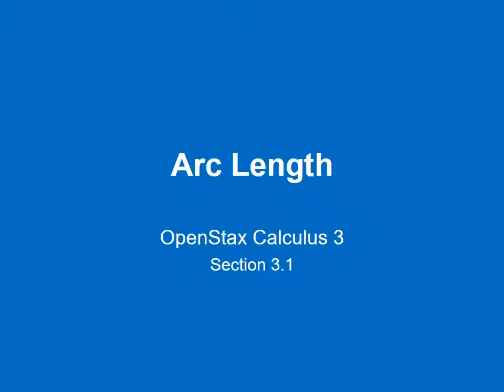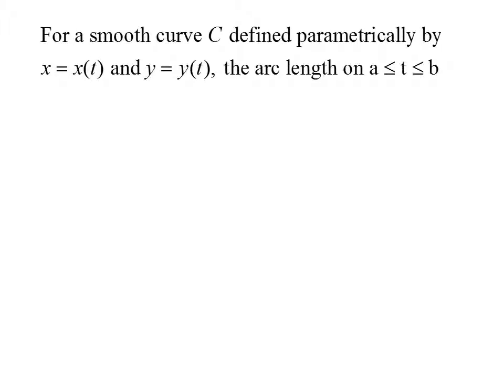Now in Calculus 2, we found the arc length for rectangular functions where y was a function of x, for polar functions where r was a function of theta, and for parametric equations where x and y were both functions of t. So of course now we want to find the arc length for vector valued functions. So I'll go through a quick derivation of that formula without a lot of technical details, but similar to what we did back in Calculus 2.